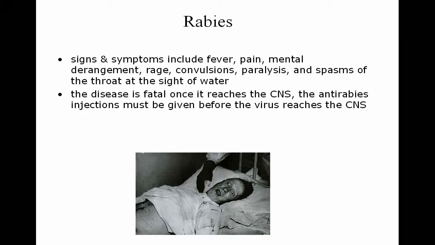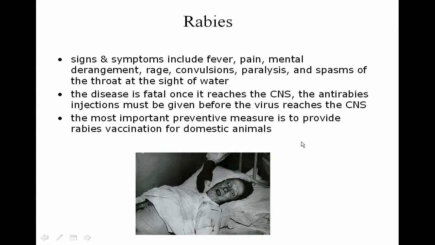Signs and symptoms: fever, pain, mental derangement, rage, convulsions, paralysis, spasms of the throat at the sight of water. Again, the disease is fatal once it reaches the central nervous system. If the anti-rabies injections can be given before it reaches the central nervous system, then there's hope for survival of the patient. Vaccination of domestic animals is so important.